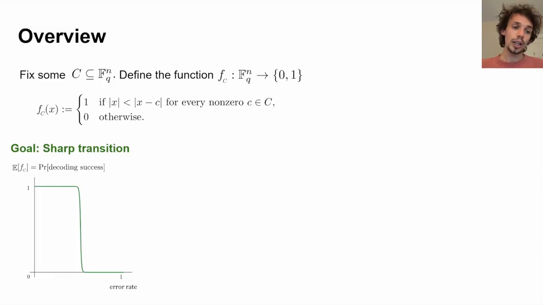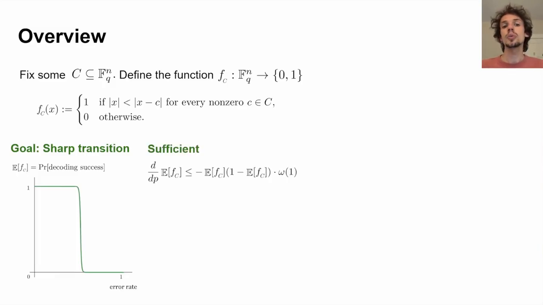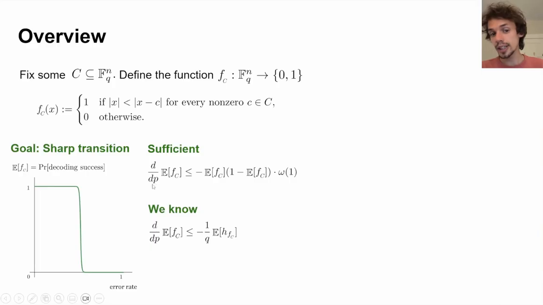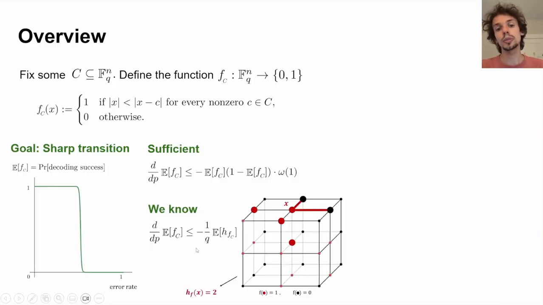Now, in order to prove a sharp transition, we also saw that it's sufficient to give bounds on the derivative of the expectation of f of this form, right? The point is that the super-constant term will mean that whenever the expectation is away from 1 and away from 0, you have a very large negative derivative, and so your function will drop quickly. And then we also saw that the left side of this inequality, by the Margulis-Russo lemma, can be bounded in terms of the expectation of this boundary function h_f.